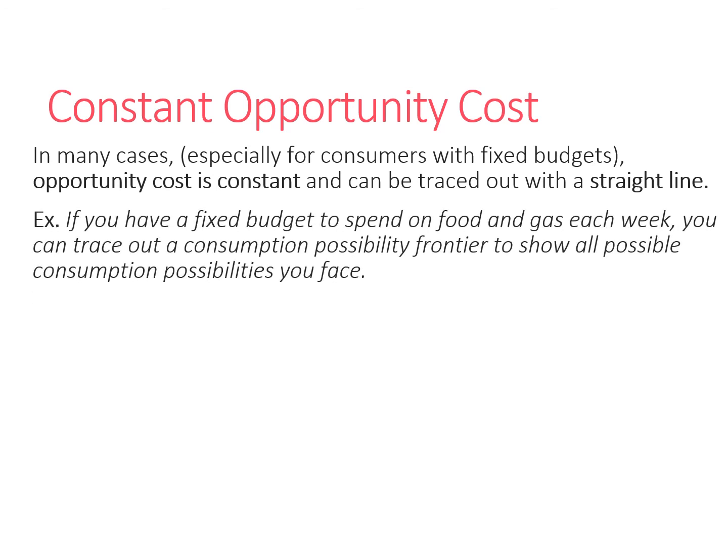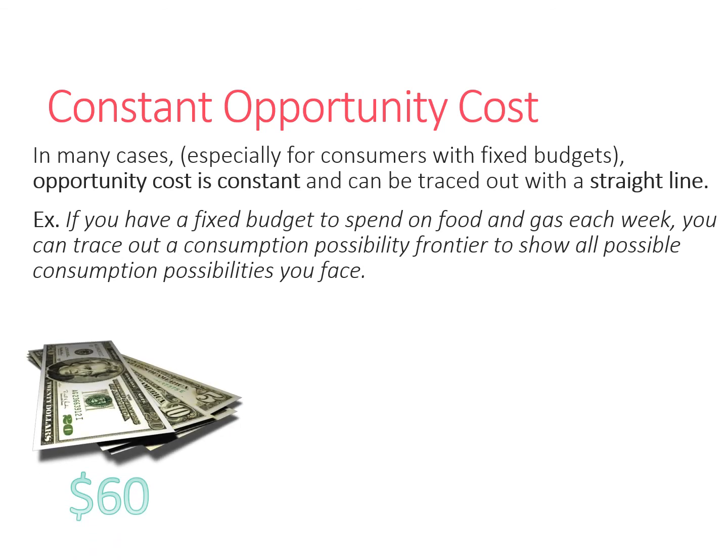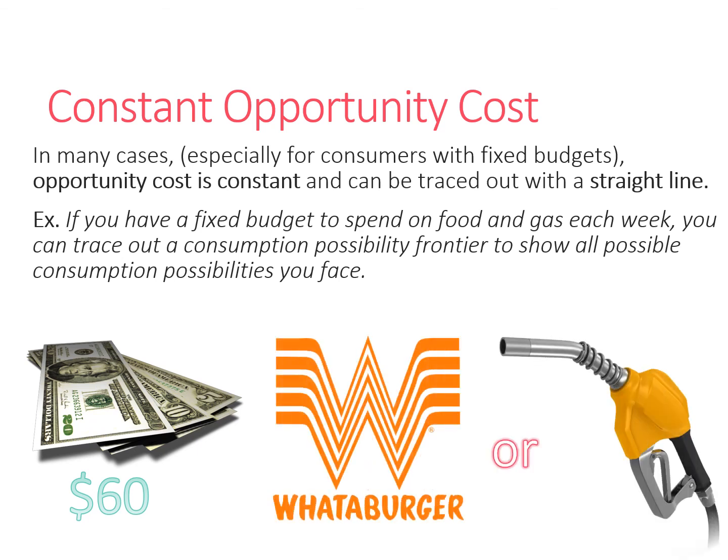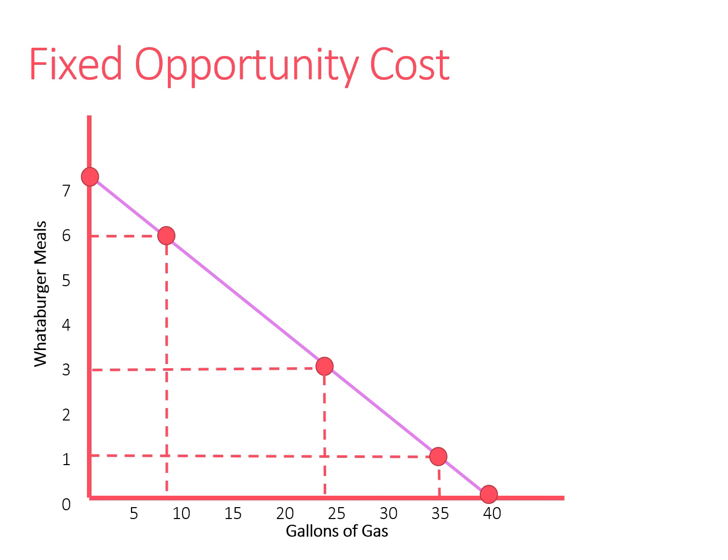So let's think of a real life example. If you've got a fixed budget to spend on food and gas each week, which, hey, who doesn't, right? You can actually trace out a consumption production possibility frontier to show all the possible consumption possibilities you face. Let's say that your favorite place to eat is Whataburger and you drive a truck, so you've got to buy gas pretty frequently. Well, if you're trying to allocate your $60, your scarce resources, your money, between these two possible consumption possibilities, we could trace that out.